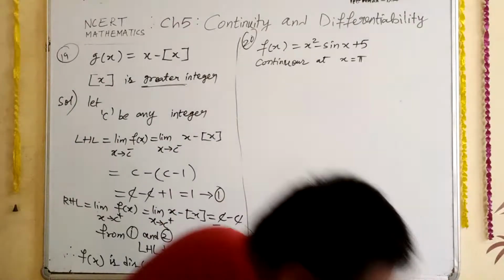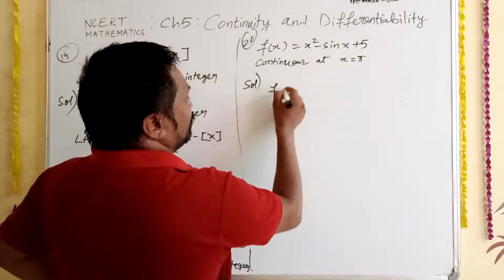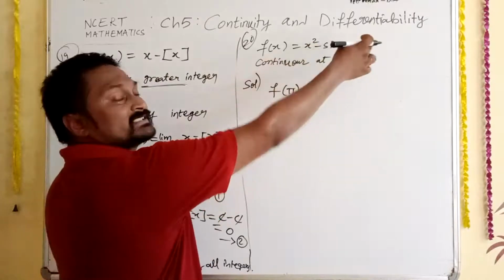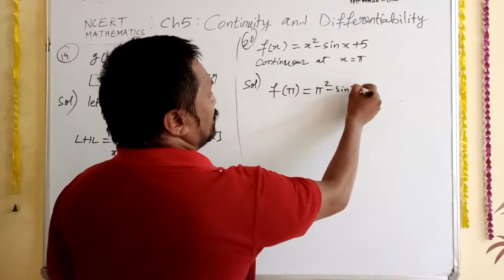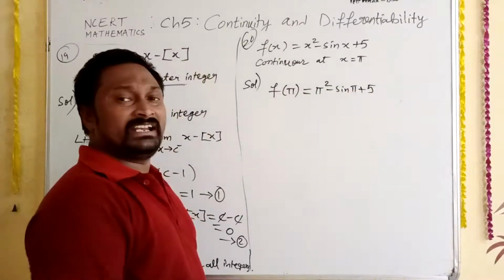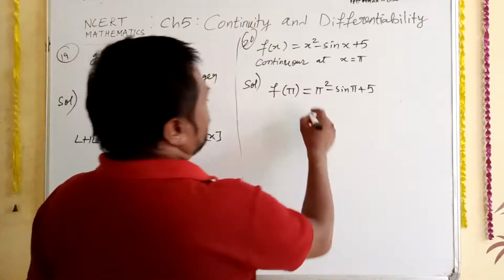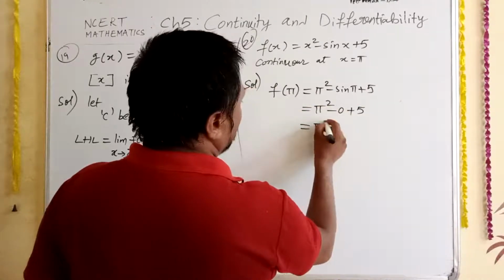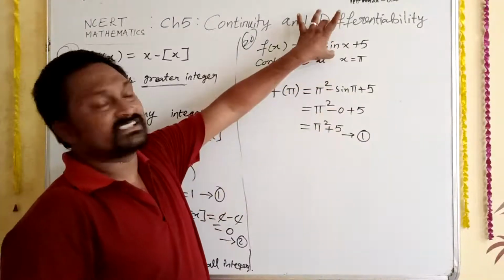So how to solve? Just listen to this carefully. It is a very simple manner. I will solve f of pi. f of pi means wherever x is there, substitute pi. Pi square minus sine pi plus 5. Sine pi means sine 180 degrees. Sine 180 degrees is nothing but 0. So now we can write here pi square minus 0 plus 5. That is pi square plus 5. Equation number 1. See here, greater than or lesser, whatever it is, the function is this only.